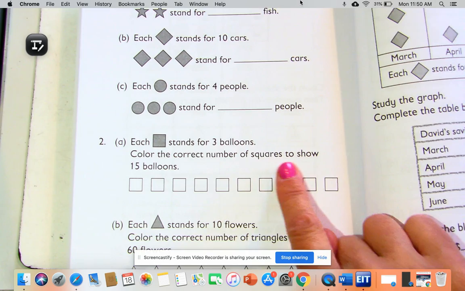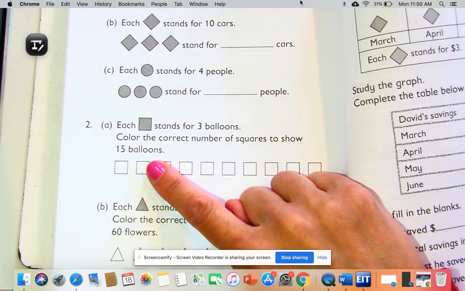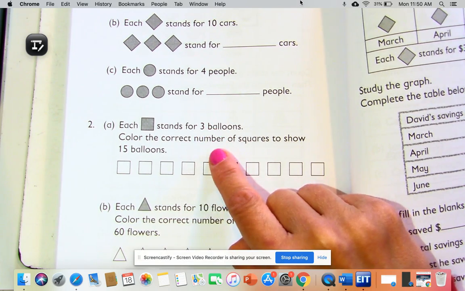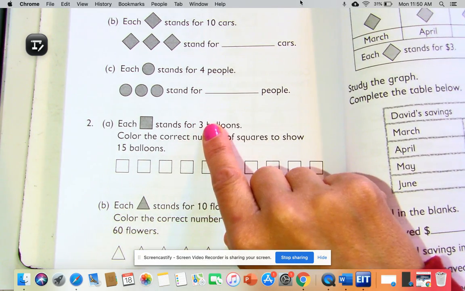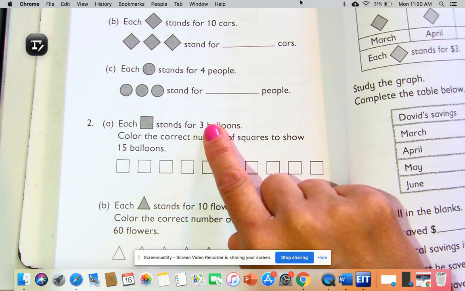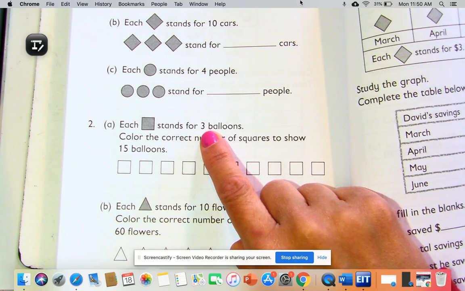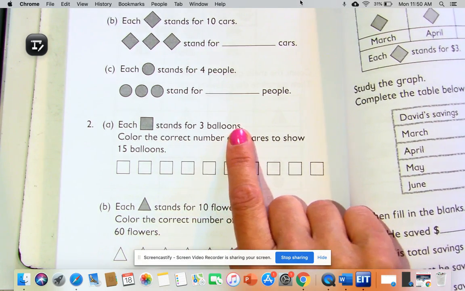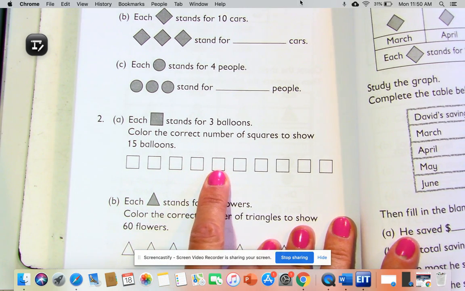Color the correct number of squares to show 15 balloons. Well, if each one stands for 3, and I know 3 times a certain number equals 15, or I could divide 15 divided by 3. I know 3 times 5 is 15, so 15 divided by 3 would be 5. So I think we're going to have to color in 1, 2, 3, 4, 5. Let's see, would that make sense?